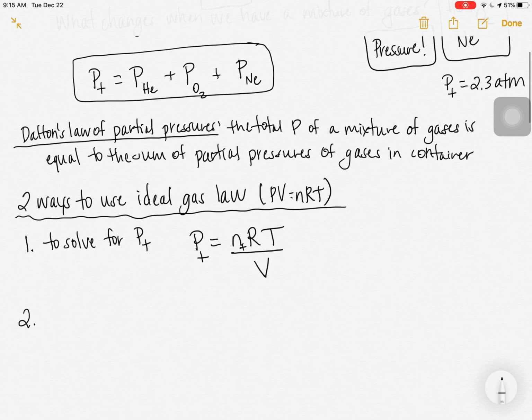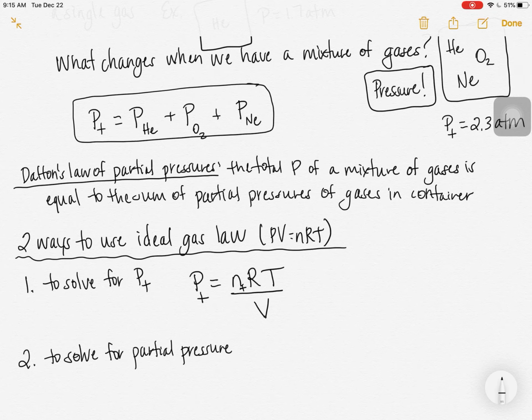So that's one way I can do the ideal gas law. The second way is to solve for a partial pressure. So let's say in this container, we didn't care about anything except the partial pressure of, let's say, the helium. That's what I wanted. I don't want the total pressure. I just want the partial pressure of the helium. What's the contribution of helium's pressure in this container?